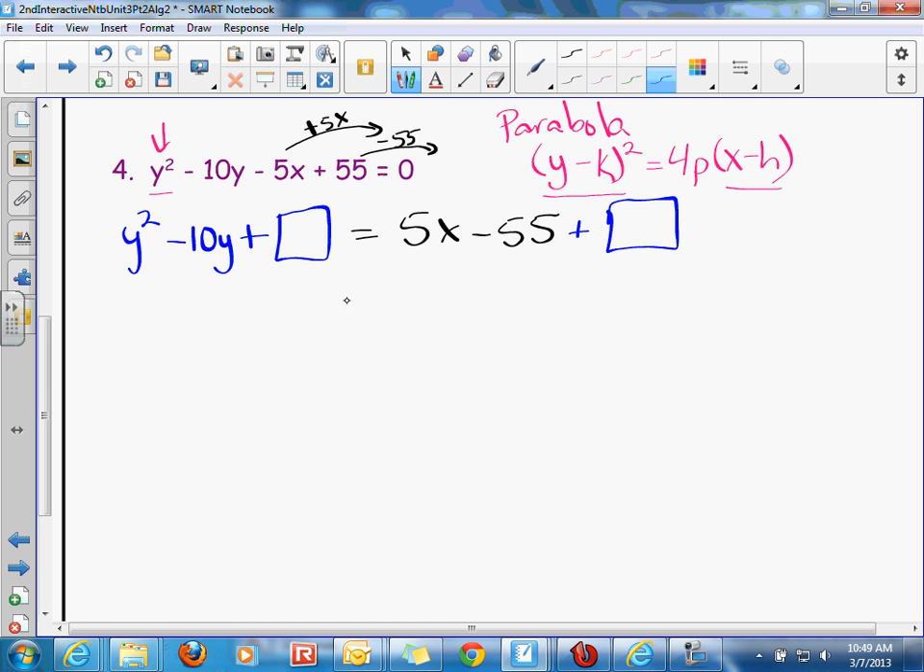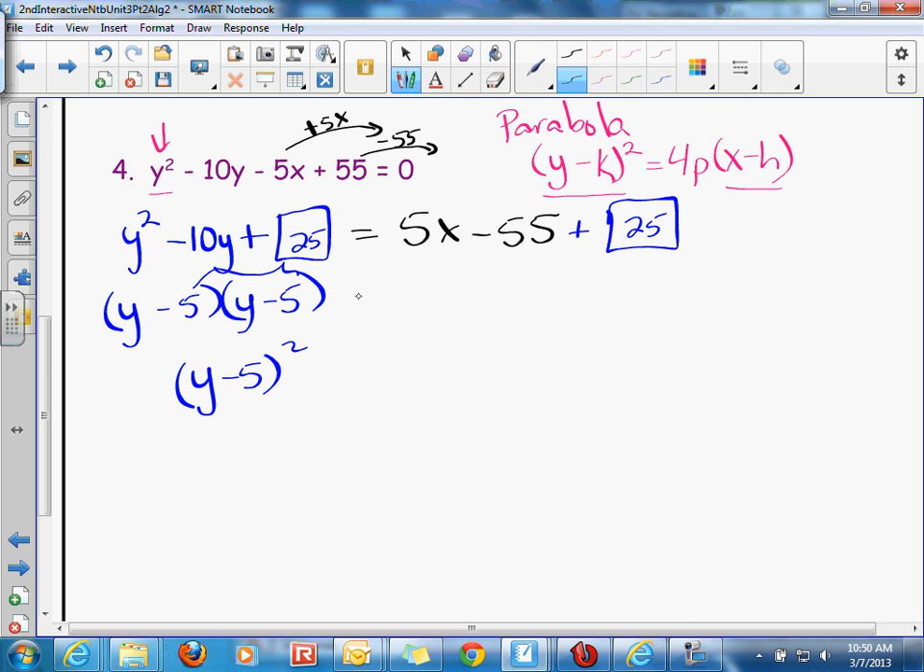So now let's figure out the left side so that we can figure out what number needs to go in this box, because we can't do anything with the right side until we know that. Completing the square here, it doesn't have a lead coefficient, so that's nice and easy for us. Half of negative 10 is negative 5. Negative 5 times negative 5 is positive 25. So in the box is 25. So the left side will be y minus 5, parentheses squared, equals the right side. The 5x is the only x term over there, so that's still there. Negative 55 plus 25 is negative 30.